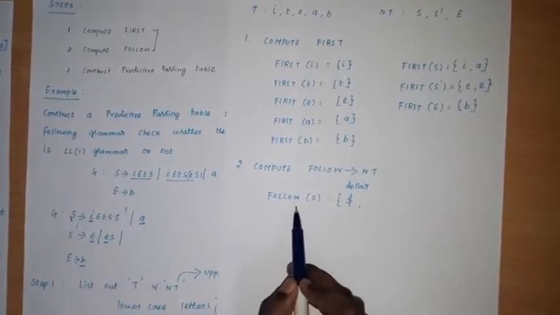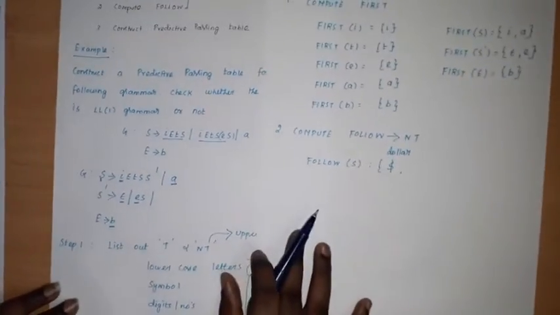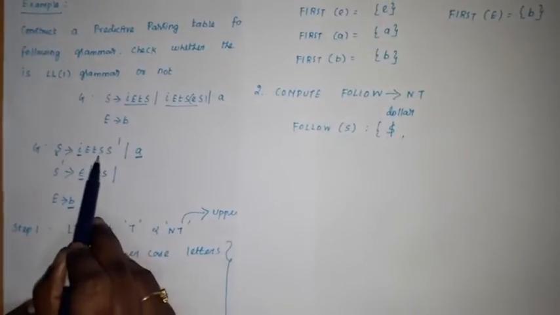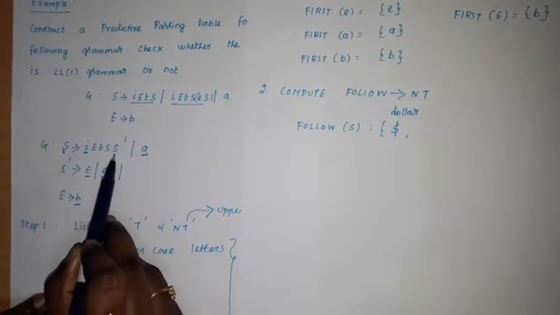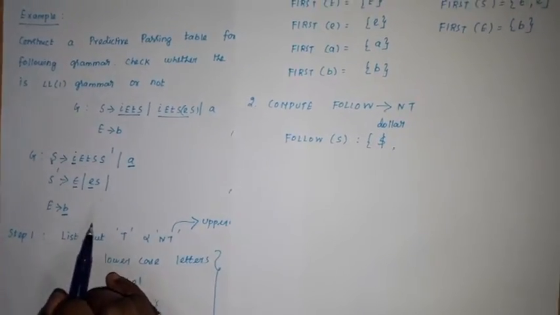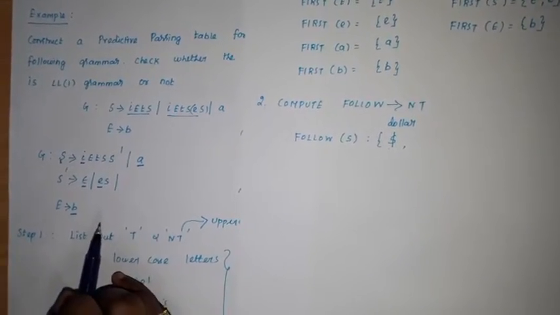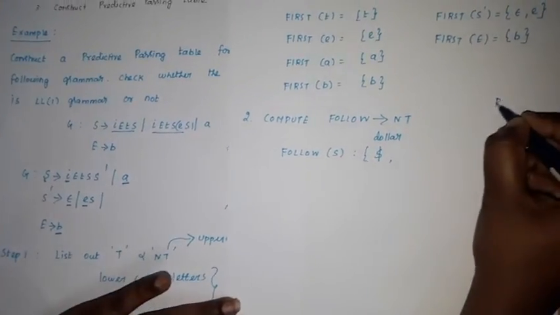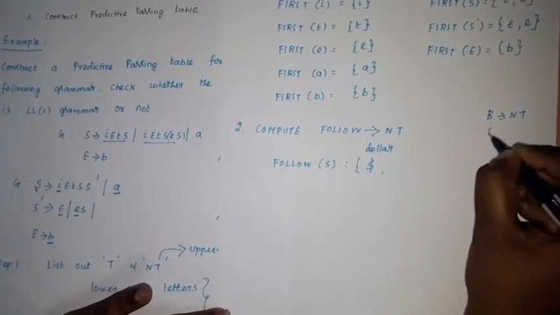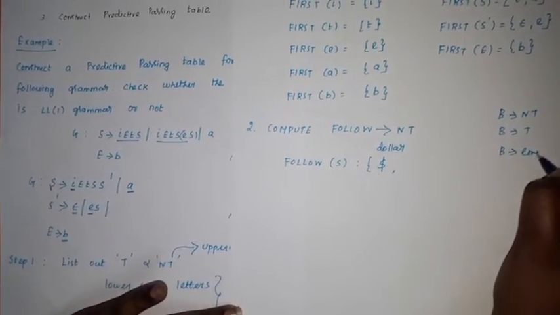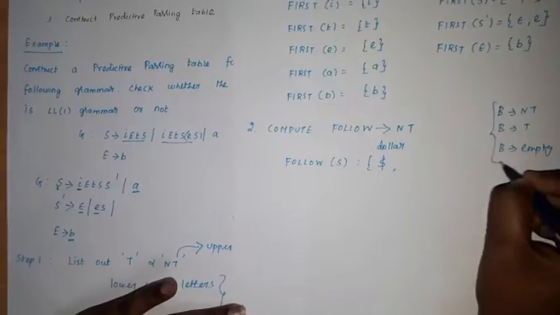Then we are going to find out follow of the start symbol. So let us see the original grammar. Here S is followed by S dash. I already told there are 3 rules in finding follow. B is followed by non-terminal, B is followed by terminal, B is followed by empty space. There will be 3 rules as I already told.